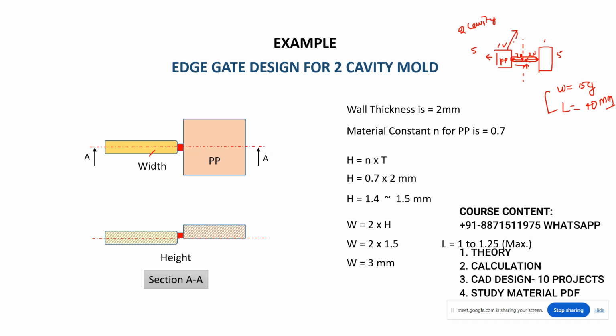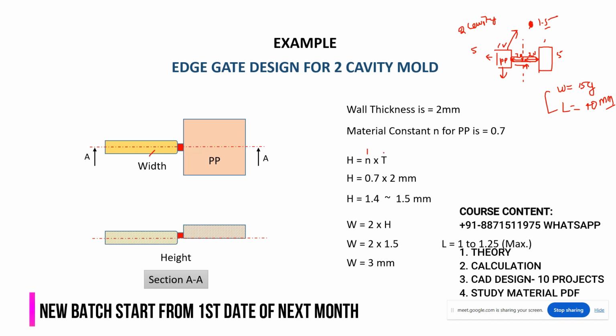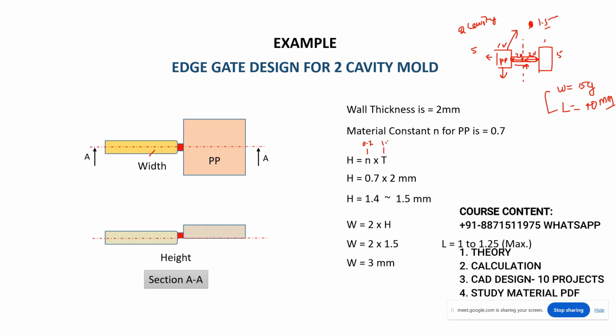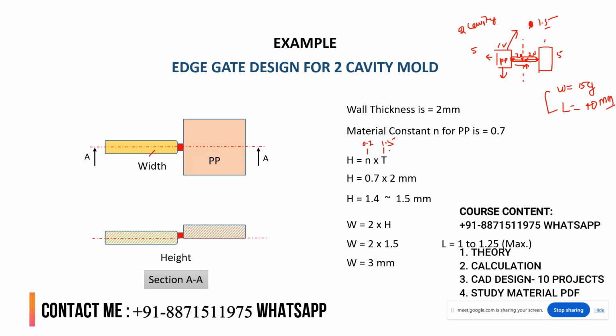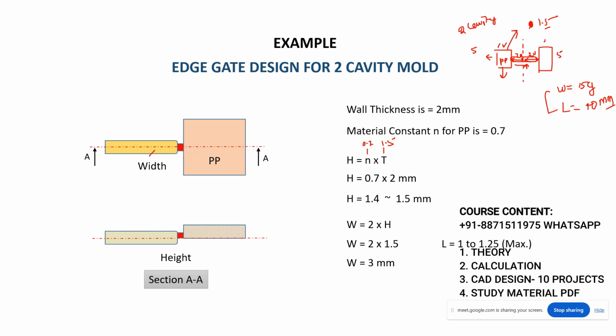Now you know the average wall thickness is about 1.5, and the material is PP, so the factor will be 0.7. T will be 1.5 and multiply by this. So 1.5 multiply by 0.7, how much will you get? 1.05. Confirm? Confirm. Okay.